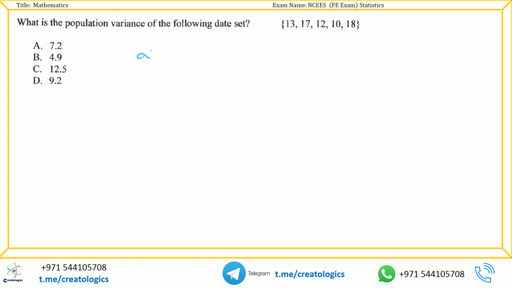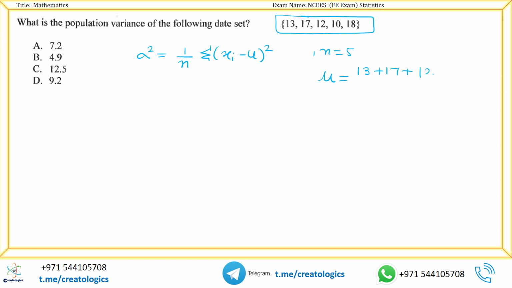So in the same way that you calculated the standard deviation, you have to take only its square. So sigma squared is equal to 1 upon n summation of xi minus mu whole squared. Again, the total number of terms n is equal to 5. These are the values xi. You need to find the value of mu, or the mean. That is the sum of all observations, meaning 13 plus 7 plus 12 plus 10 plus 18, divided by 5.